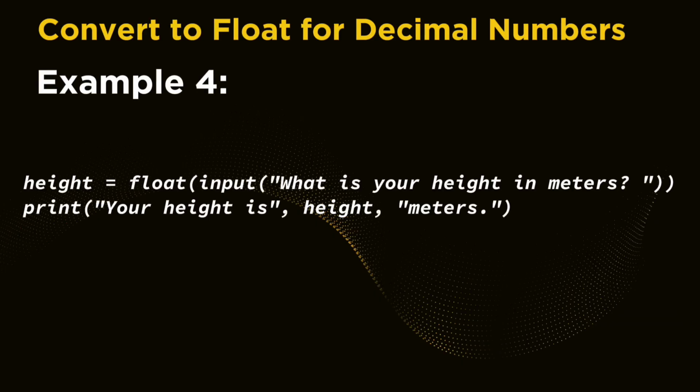If the user types a decimal number like 1.75, use float instead of int. Float converts the input to a decimal number, so we can use it in calculations. Let's see how this program works when we run it.